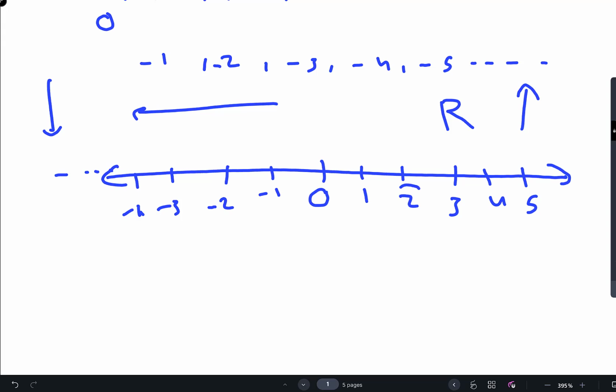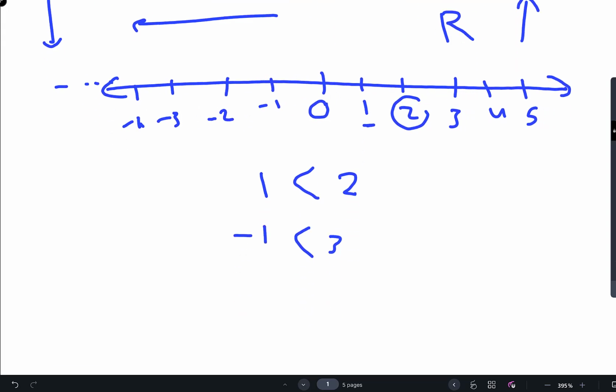Number 2 is bigger than 1, okay? So number 3 is bigger than -1, okay? And -1 is bigger than -3. Why? Because this is from right, this is from left, okay?